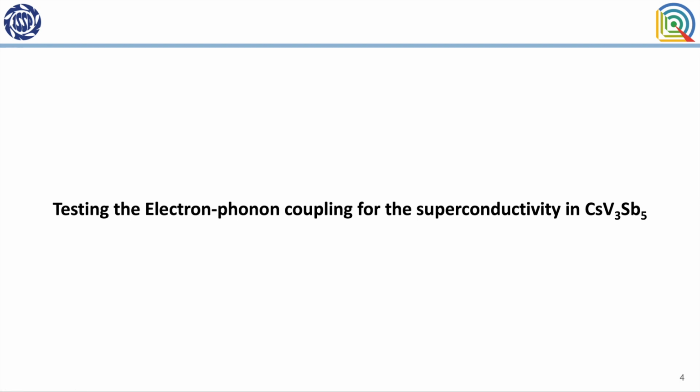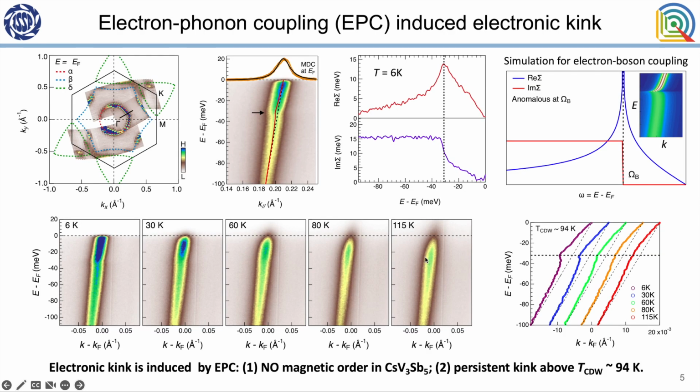The first part is to test the electron phonon coupling for superconductivity in CVS compound. So first I show the Fermi surface mapping here. There are three Fermi surface sheets. We named them as alpha, beta, and delta. The ARPES spectrum of this example cut is showing this figure.